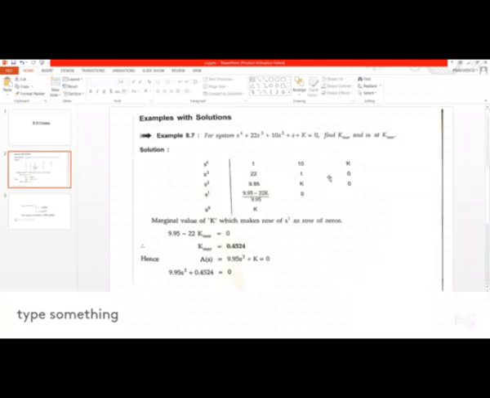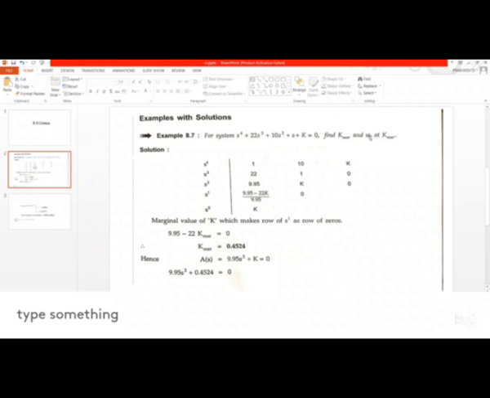So here you will have a characteristic equation, that is s to the power of 4 plus 22s cube plus 10s square plus s plus K is equal to 0. You need to find K marginal, that is the marginal value of K for which the system will be stable, and omega, the frequency of sustained oscillation for which K is a marginal value.